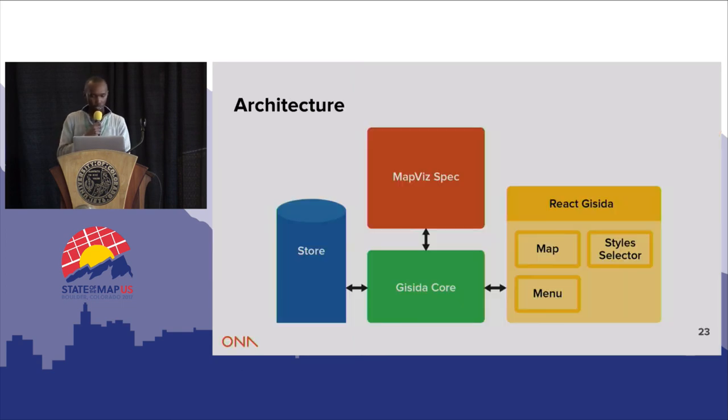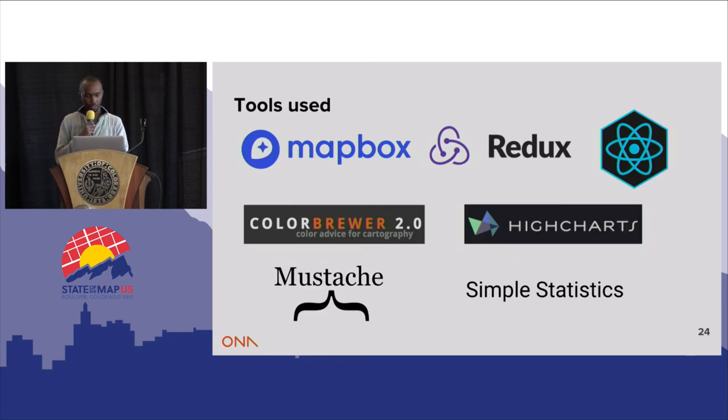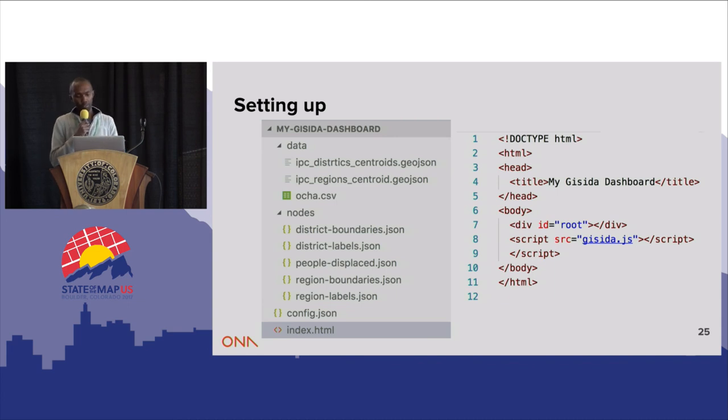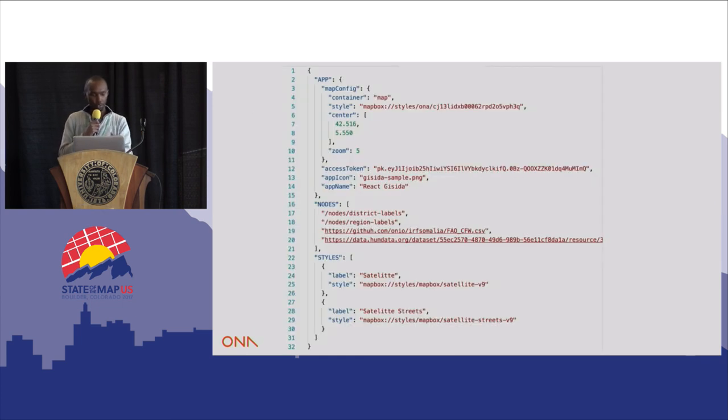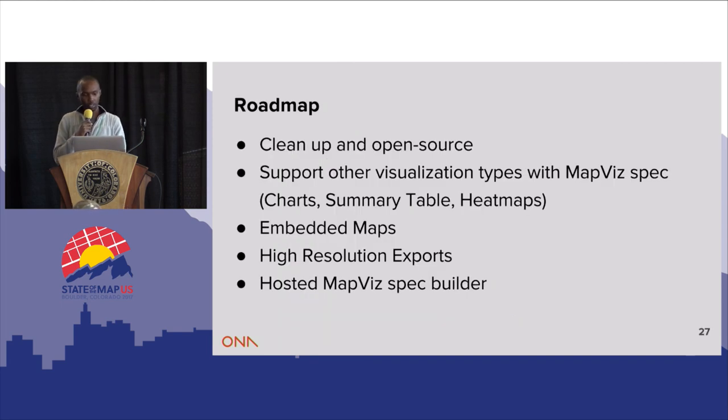These are roads. So I'll quickly jump to the architecture and some of the tools we used. The idea around this tool is we want to make it really simple for people who don't code to set it up. This is a basic structure of how you can set it up. You just include your library, and you define your layers or nodes, and then configure your application, and it runs out of the box.